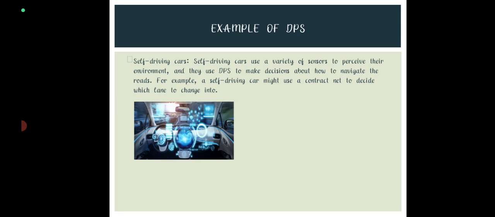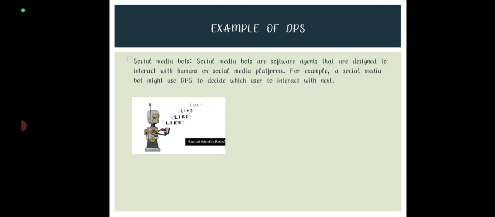A self-driving car makes its own decisions about how to navigate the road. So another example is a social media bot. Social media bots are software agents that are designed to interact with humans on social media platforms. For example, a social media bot may use distributed problem solving to decide which user to interact with next.